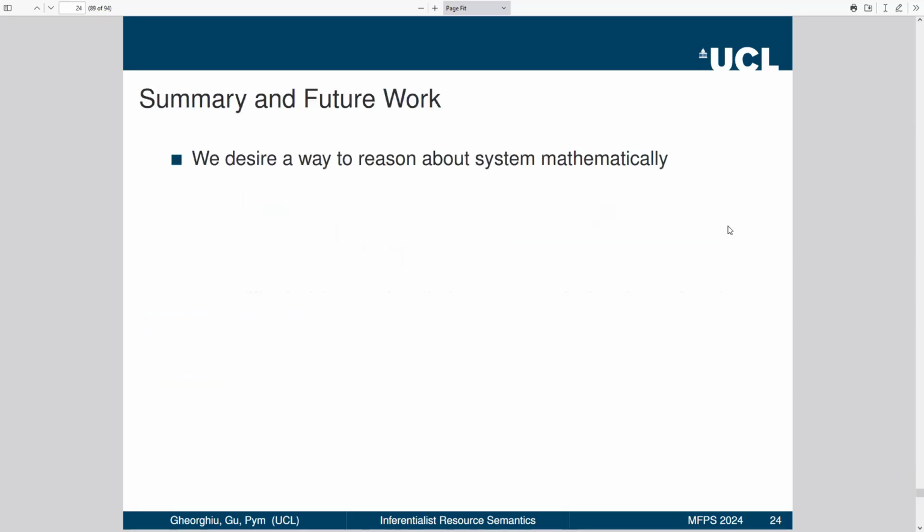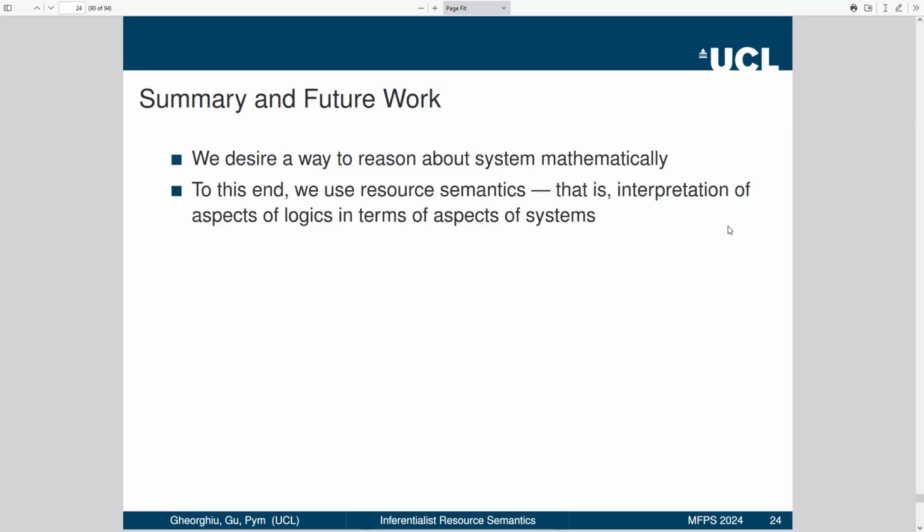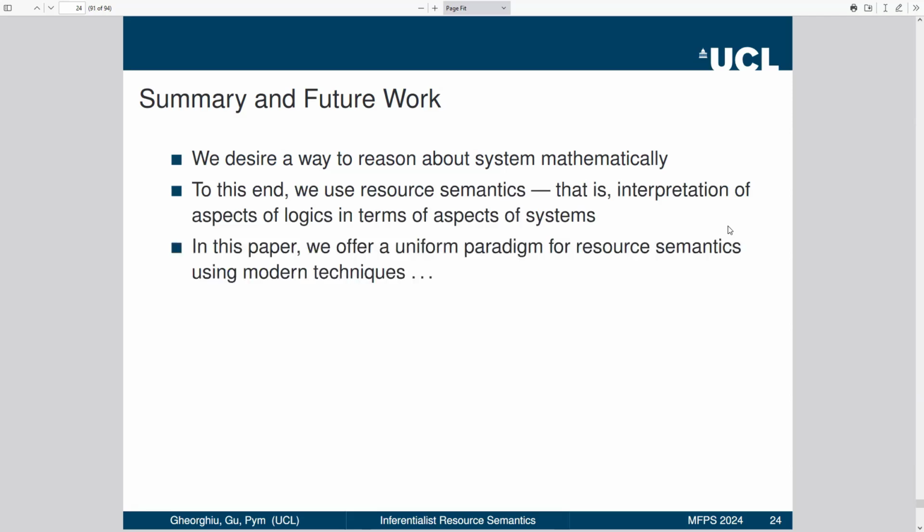Okay, so in summary, we want to talk about systems mathematically in the same way we talk about programs mathematically, to verify properties, security and liveness of them. We call this work resource semantics. In this paper, we offer a uniform paradigm, instantiated in particular with BI and linear logic. You can be more flexible. You could add modalities, actions.